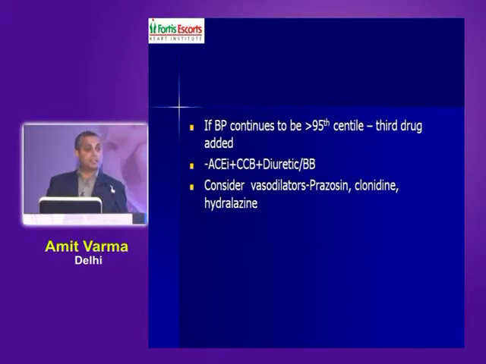However, if the pressure continues to be above the 95th percentile, a third drug needs to be added, and what most people would end up with is an ACE inhibitor with a calcium channel blocker, and then using a diuretic or a beta blocker. And as you are aware, people who have any kind of respiratory issues or are suffering from asthma or ex-BPDs, you would be a bit circumspect trying to use beta blockers with these patients.